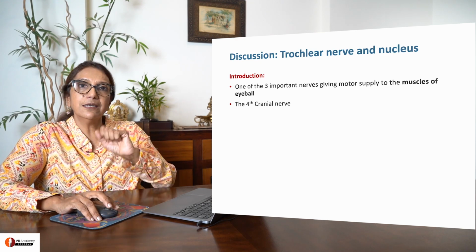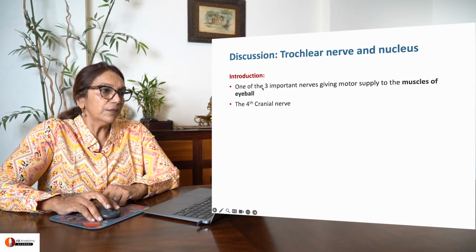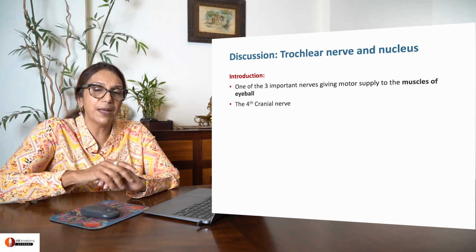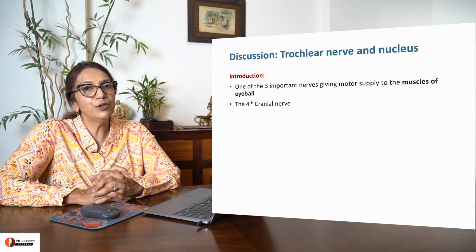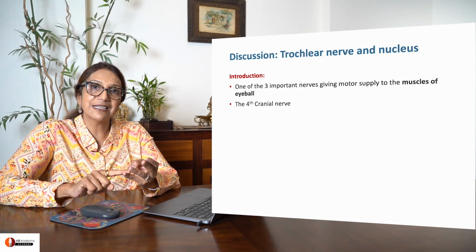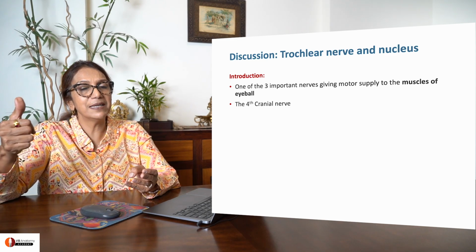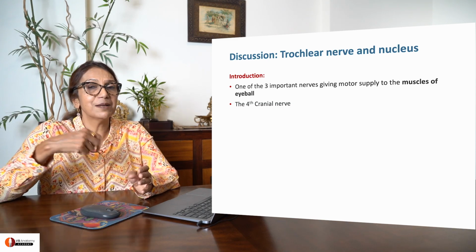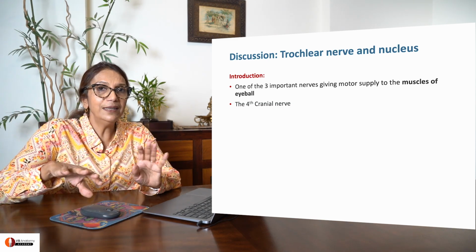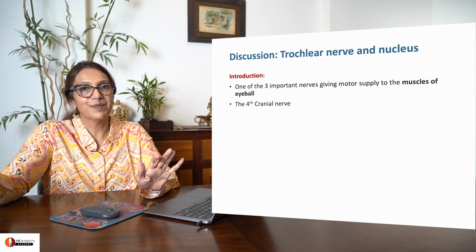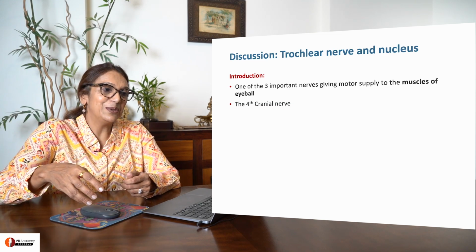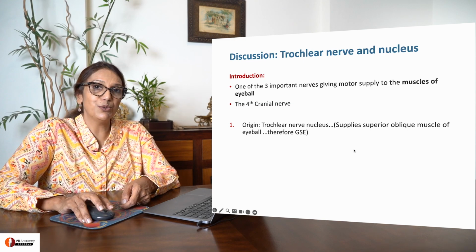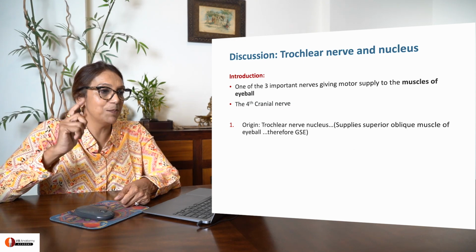So let's discuss it in brief. It's one of the 3 important nerves that supplies the muscles of your eyeball. If you've done eyeball, then you will remember LR6, lateral rectus, is supplied by the 6th cranial nerve. SO4, superior oblique, is supplied by the trochlear nerve. All others oculomotor. I hope you know all this. Okay. So, 4th cranial nerve supplies SO4, superior oblique muscle of the eyeball.